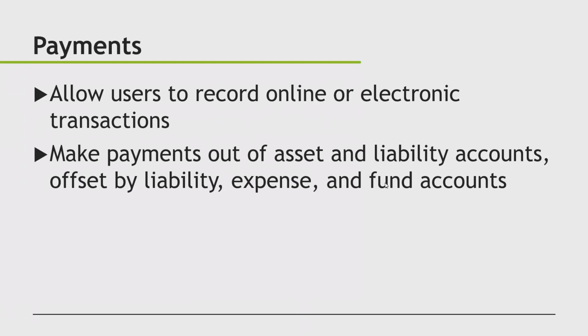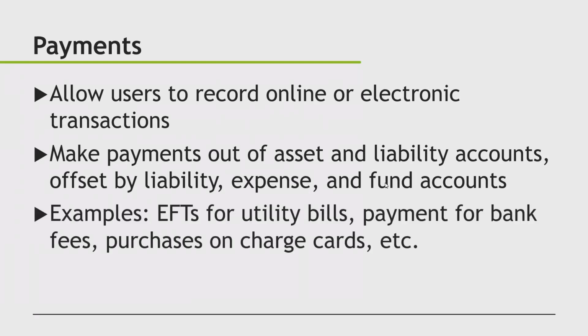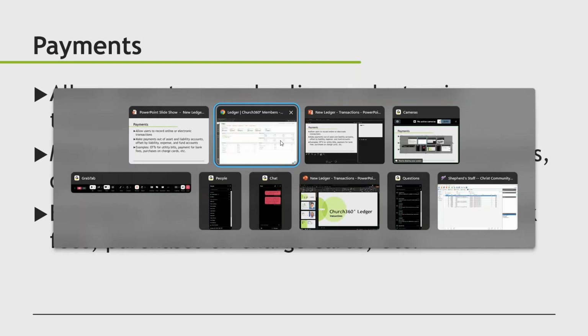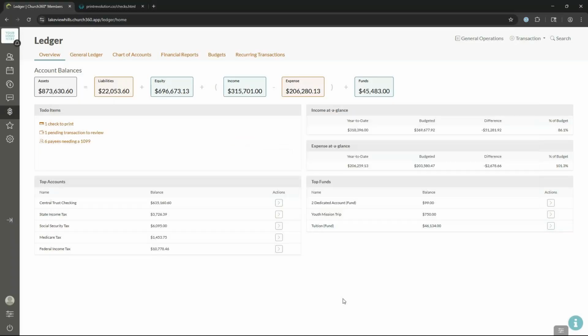from a fund account. So if I go ahead here, you see some examples: electronic fund transfers for utility bills, payments for bank fees, purchases on charge cards, things like that. Let's go back to Ledger now, and let's take a look at a payment. So if I click the transaction button, let's click payment.